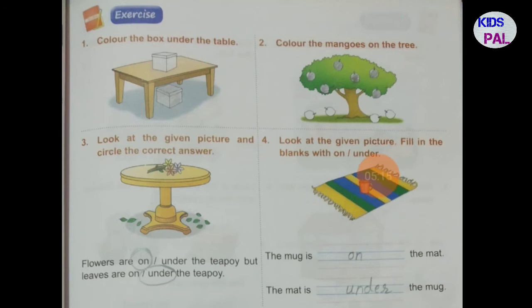Fourth one, look at the given picture. Fill in the blanks with on and under. See the picture here, what is it? It is a mat and one mug is kept on it. So the statement here: the mug is dash the mat. The mug is on or under? It is above, so it is on. So write here on.